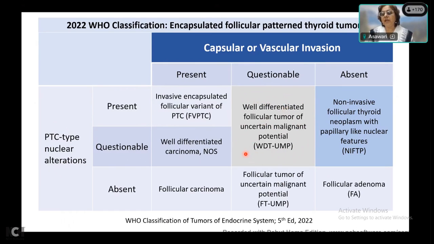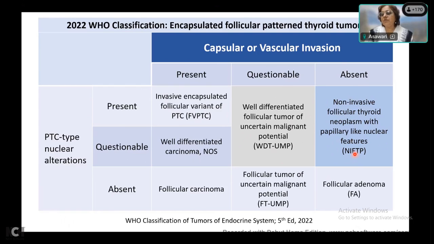We have to take extra efforts to make sure whether it is fitting in any one of these categories like NIFT-P. What is NIFT-P? Non-invasive follicular thyroid neoplasm with papillary-like nuclear features. So we looked at this invasive encapsulated follicular variant of papillary thyroid carcinoma that shows PTC-like nuclear features, right? But that should have capsular or vascular invasion. If it is completely absent, this will be NIFT-P.